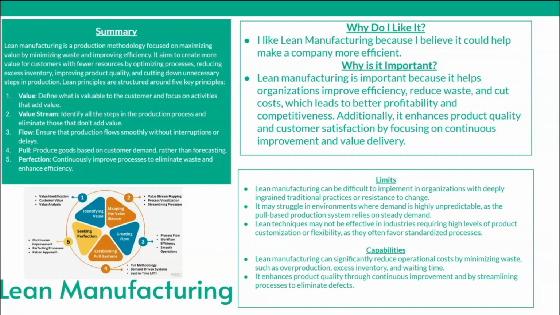Some limits to lean manufacturing is that it can be difficult to implement in an organization with deeply ingrained traditions. Like, if a company's been doing something for so many years, why would they come and implement this procedure? It may struggle in an environment where demand is highly unpredictable. It just changes every day, so demand one day might not be the same the next day, and that's kind of difficult to work around. And some capabilities: lean manufacturing can significantly reduce waste, which is always good in a company, and it overall enhances product quality through continuous improvement by streamlining processes to eliminate defects.